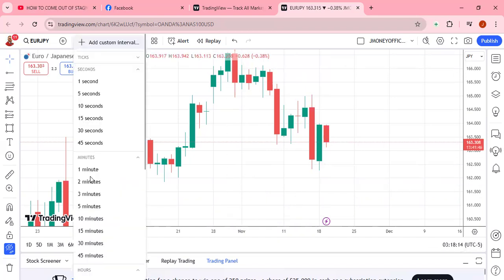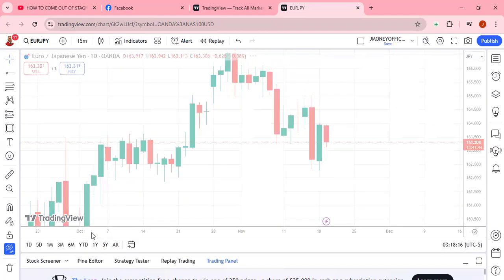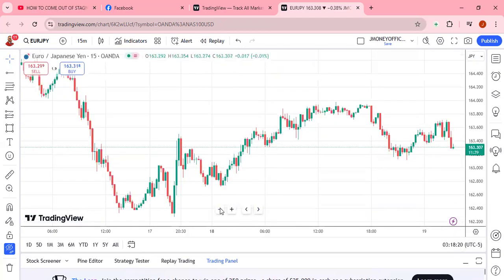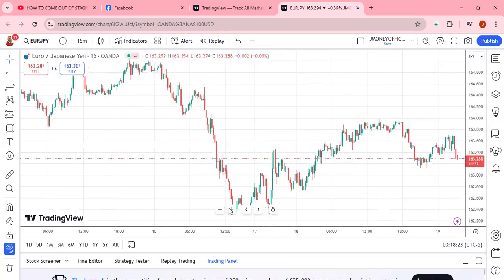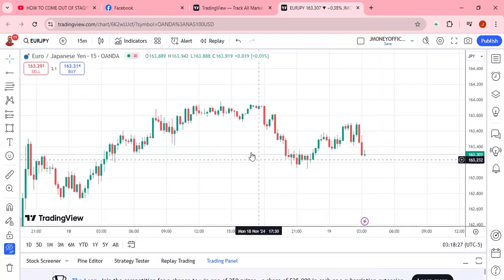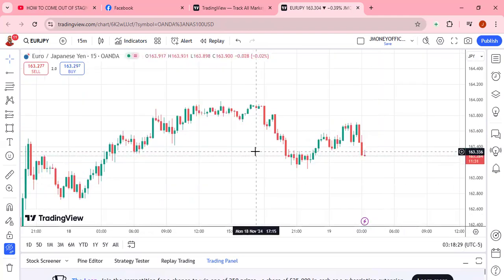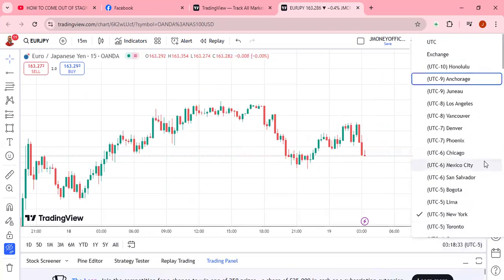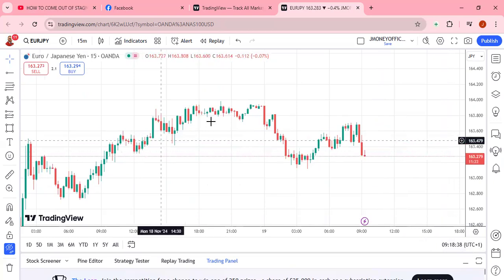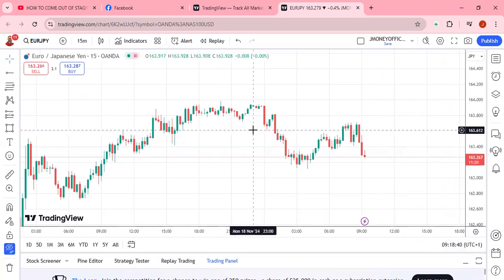For example, if we come to 15 minutes, see what this market has done today. The market has done aggressively plenty of movement since the opening today. You can see here that this market opened today around which time? This was the time here, which was around 5. If we take it to Nigeria time, let me take it so that you see exactly what we're talking about. This is Lagos +1. So in Lagos +1, you see that this was 11.